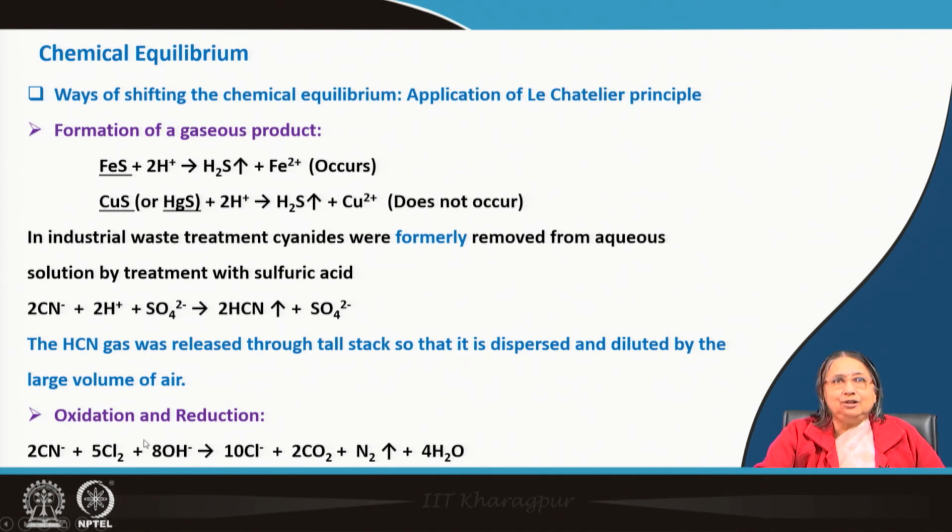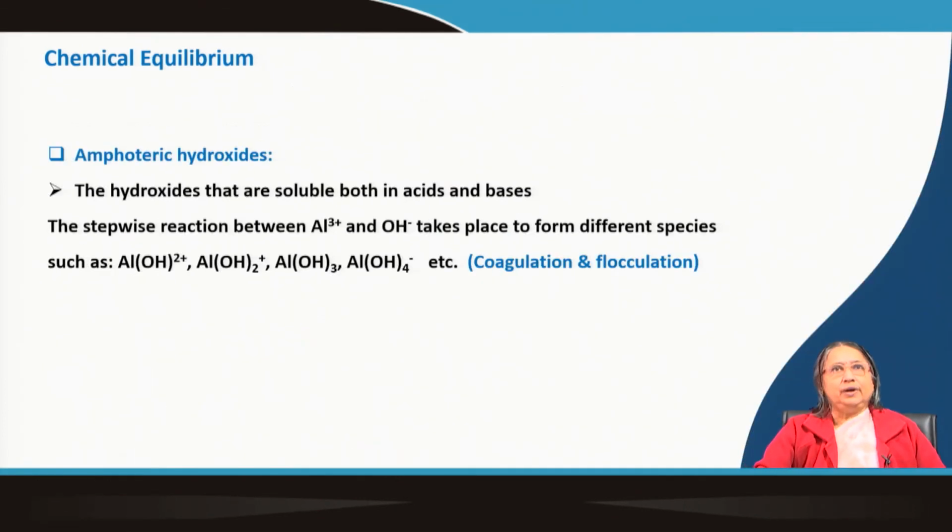Another process is oxidation and reduction. This is another process of removing cyanide. When cyanide reacts with a very strong oxidizing agent, chlorine, it produces nitrogen gas and carbon dioxide gas, both volatile, both go out, and then the reaction is driven in the forward direction. This way we can drive the reaction towards completion, and these are very important.